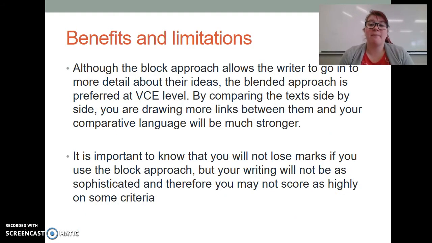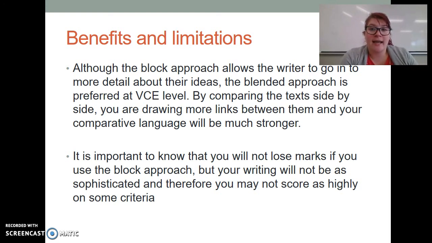So there's always going to be benefits and limitations depending on which way you go. Both are accepted at VCE level, as are the other structures I showed you in that diagram. But the blended approach is the preferred approach. Okay, that's what we teach almost solely at Keilor Downs, only because it's more sophisticated, you're more likely to get more marks. Now, you're also going to be drawing a lot more links and a lot more ideas, so you're more likely to get a higher mark on your SAC and in your exam.